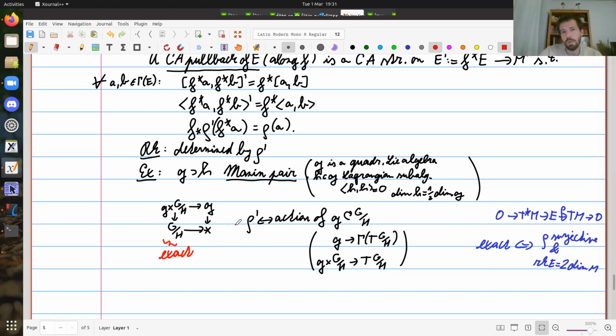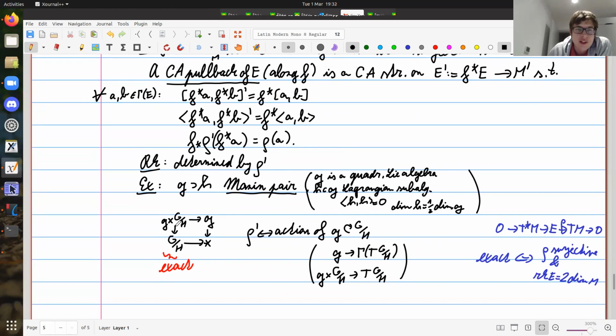If you have sections of this Courant algebroid which are invariant under the action of G, I guess the bracket is just the bracket on the Lie algebra. Yes, sorry, I should have said that. More concretely, that's actually a good point. What all of this complicated definition says is that on this thing there is a natural Courant algebroid structure such that if you take brackets of two constant sections, then that will reproduce the bracket of G, because constant sections can be identified with just elements of the Lie algebra G.